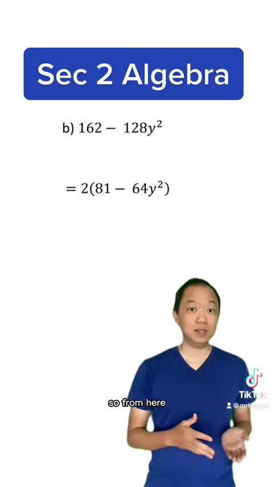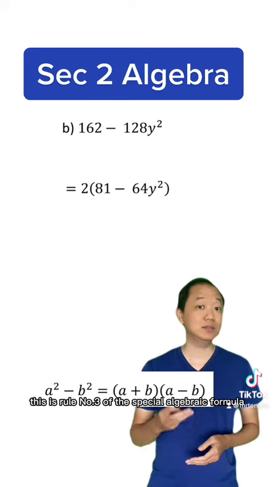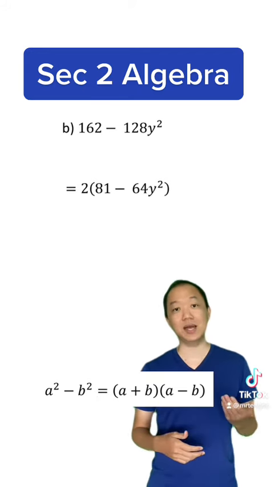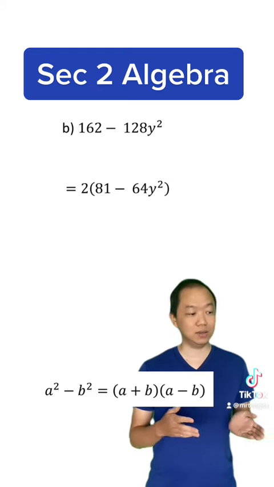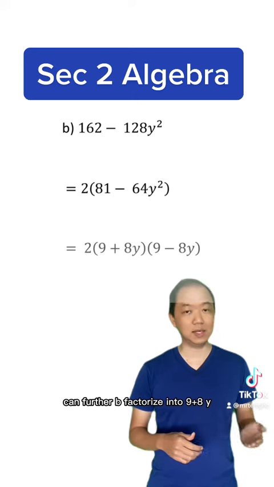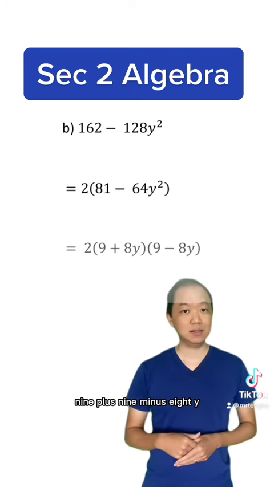So from here, you must recognize that this is rule number 3 of the special algebraic formulas, which says that a squared minus b squared equals (a plus b)(a minus b). Hence, your 81 minus 64y squared can be further factorized into (9 plus 8y)(9 minus 8y).